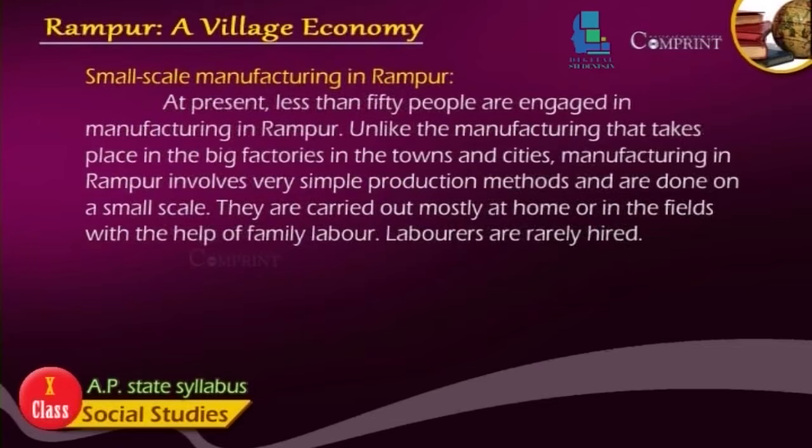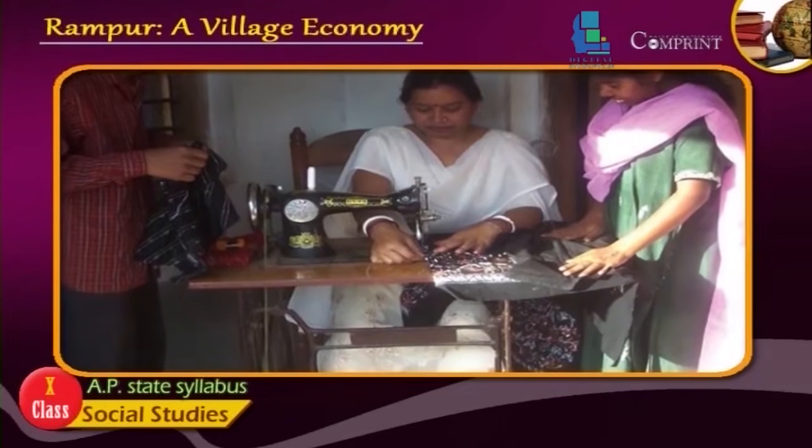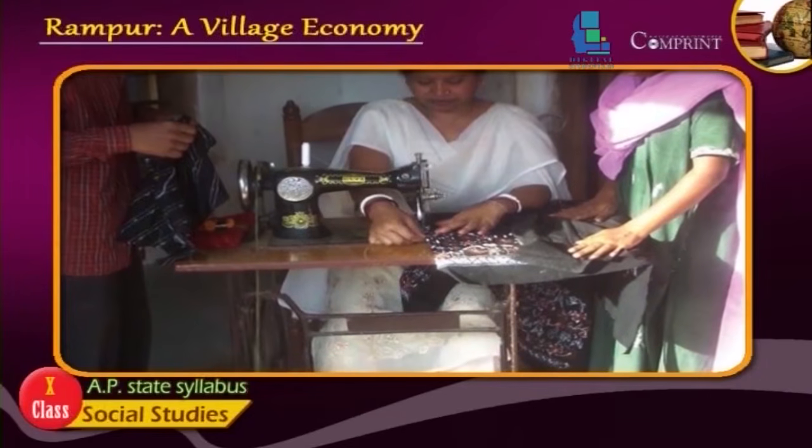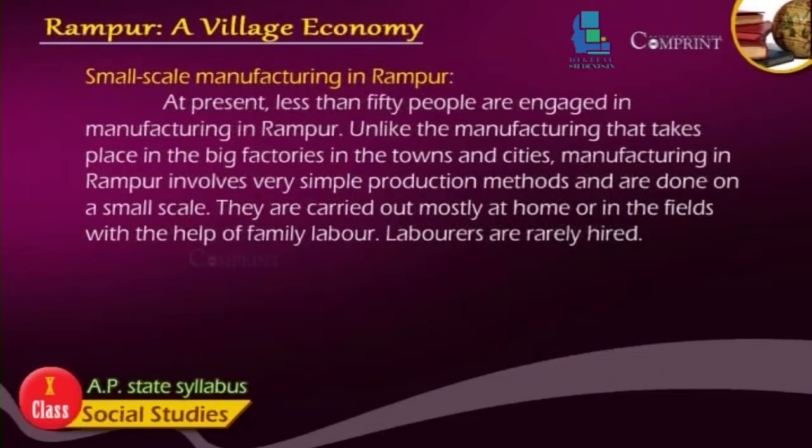Small-scale manufacturing in Rampur. At present, less than 50 people are engaged in manufacturing in Rampur. Unlike the manufacturing that takes place in the big factories in the towns and cities, manufacturing in Rampur involves simple production methods and is done on a small scale. It is carried out mostly at home or in the fields with the help of family labor. Laborers are rarely hired.